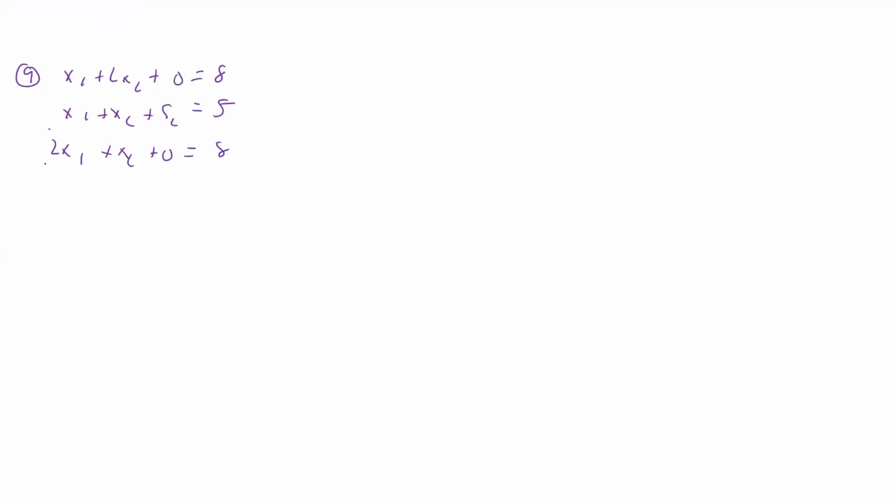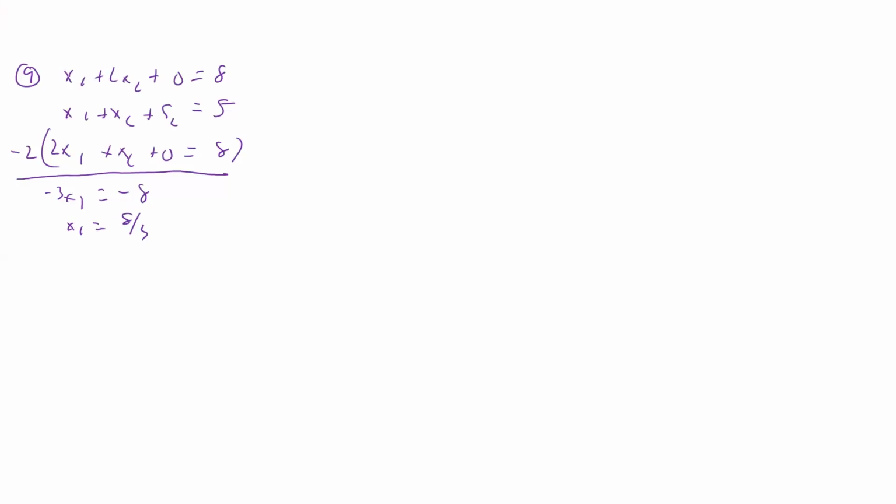So if I take maybe this one times a -2, I'll have 1 minus 4, and so it's going to be minus 3x1. So it's a minus 3x1. 2 minus 2 is going to be 0. And then 8 minus 16, so it's going to be a minus 8. So x1 is equal to what? 8 thirds.